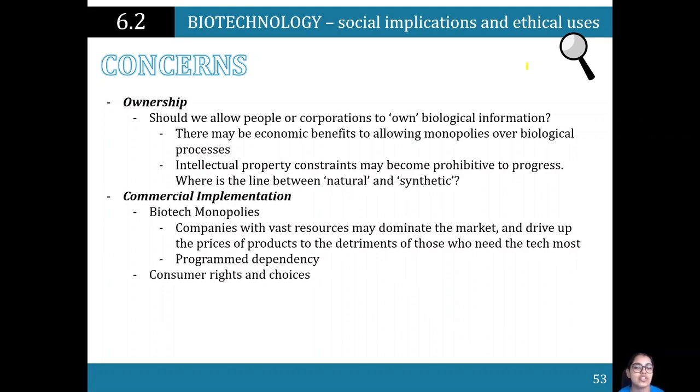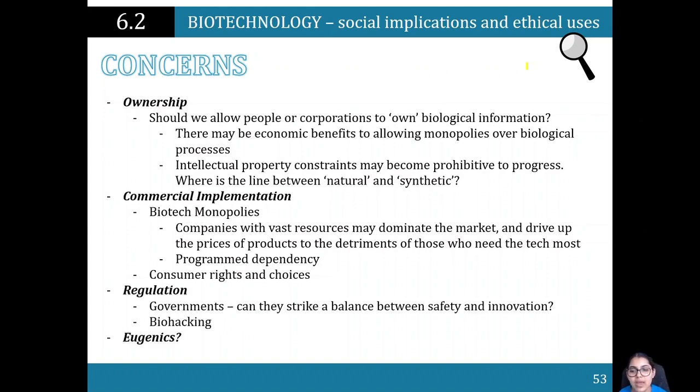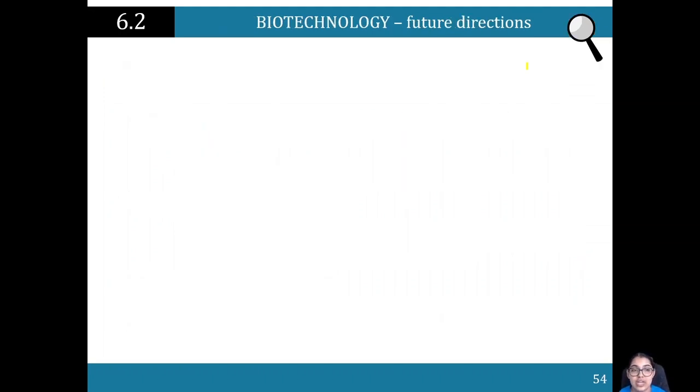Commercial implementation is another one. Again, biotech monopolies, companies that have vast resources, that have vast finances to dominate the market, drive up the prices of the products, and that can then be detrimental to the people who need it the most. And there's that dependency on these big firms. Consumer rights and choices is another big one, and we also want to consider regulation. So governments, can they strike a balance between safety and innovation? Biohacking is another one, and also eugenics.